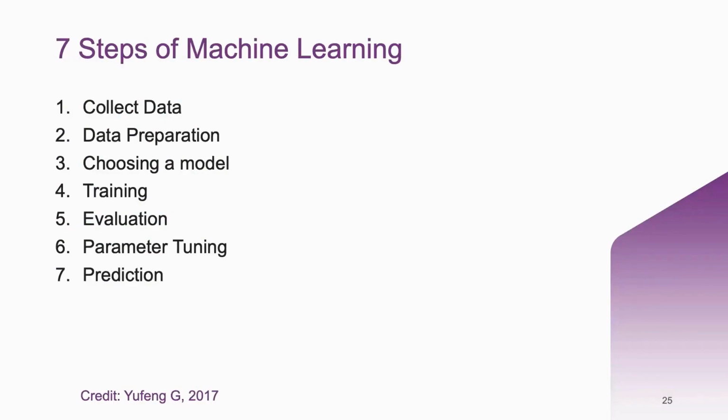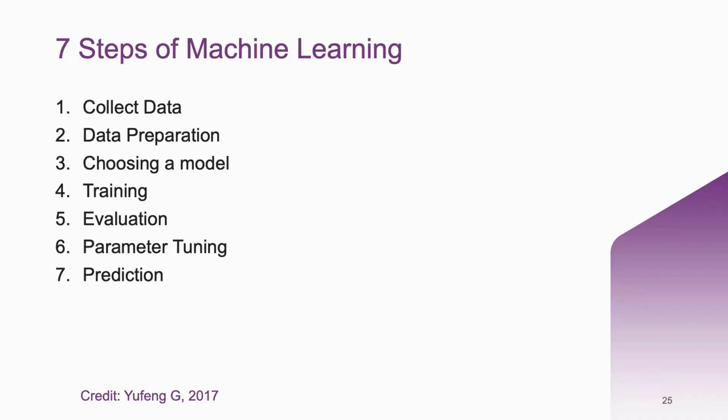So yeah, now we've discussed the big definitions and the big questions surrounding machine learning. I think it's important to then discuss some of the steps of machine learning, and this was discussed by Yufeng in 2017. So they described that there were 7 steps to machine learning. This involves collecting your data, preparation, choosing a model, training, evaluation, parameter tuning, and then prediction.